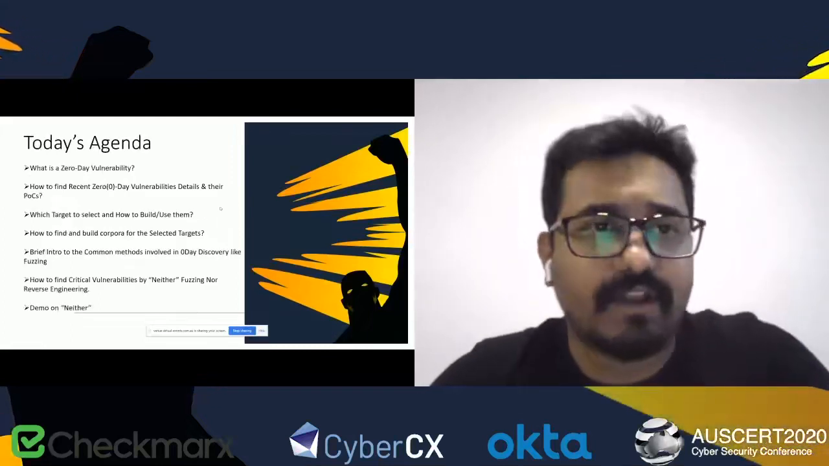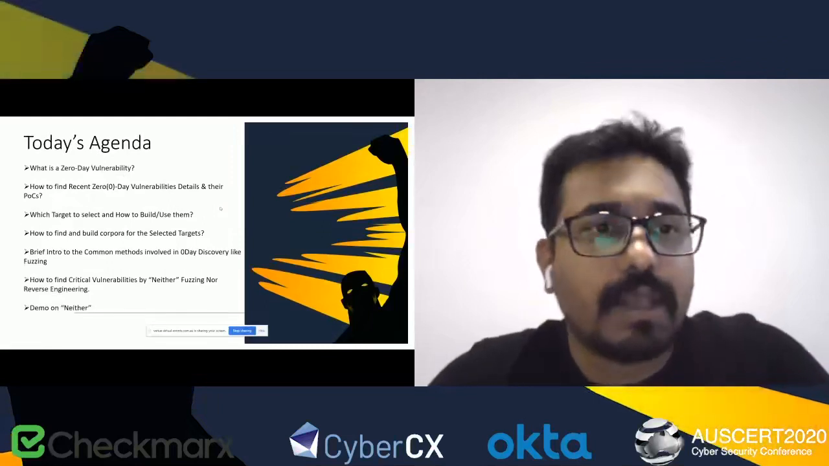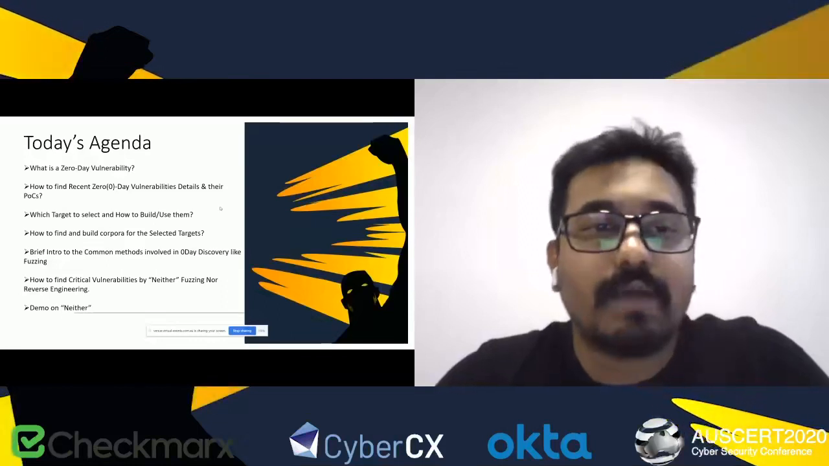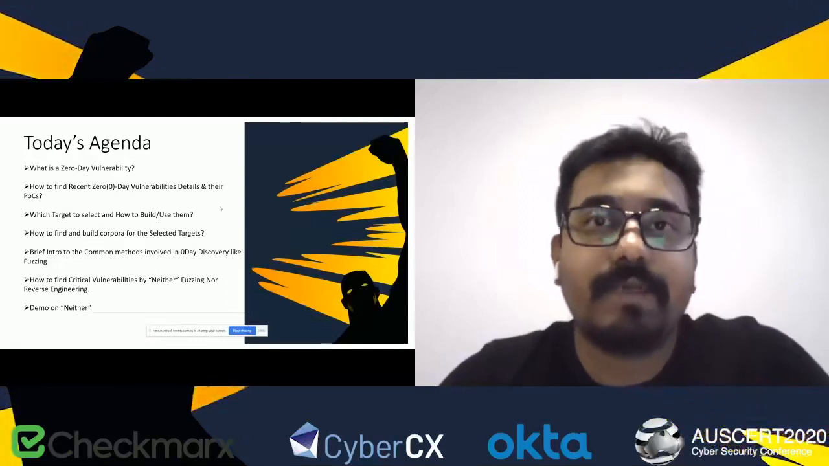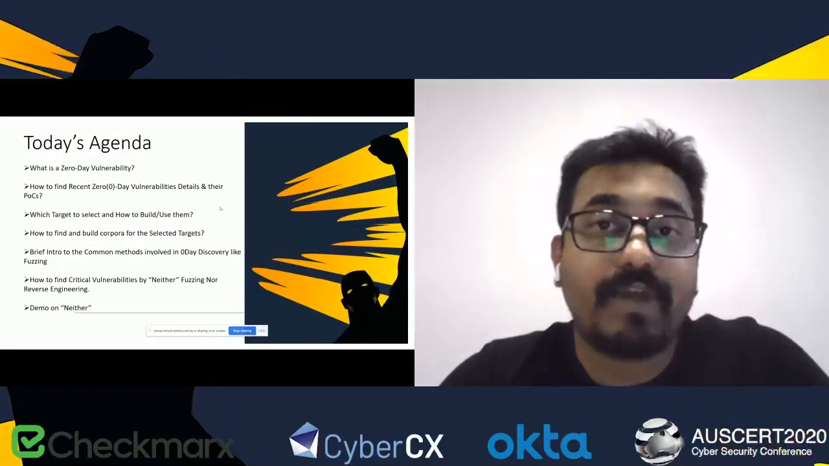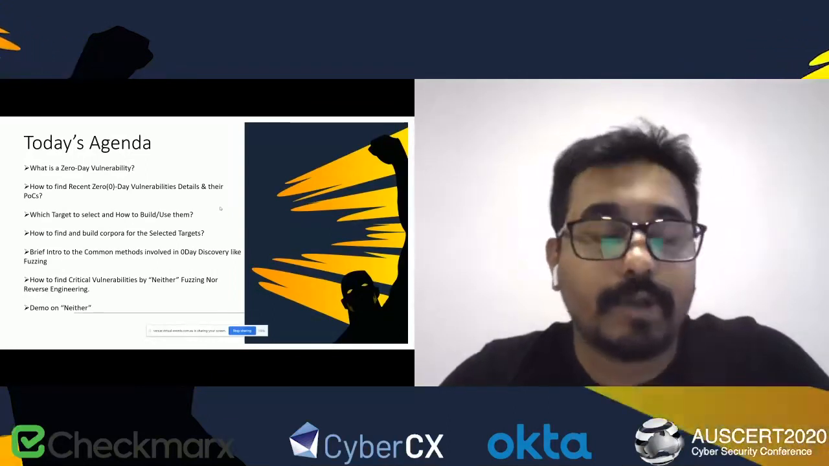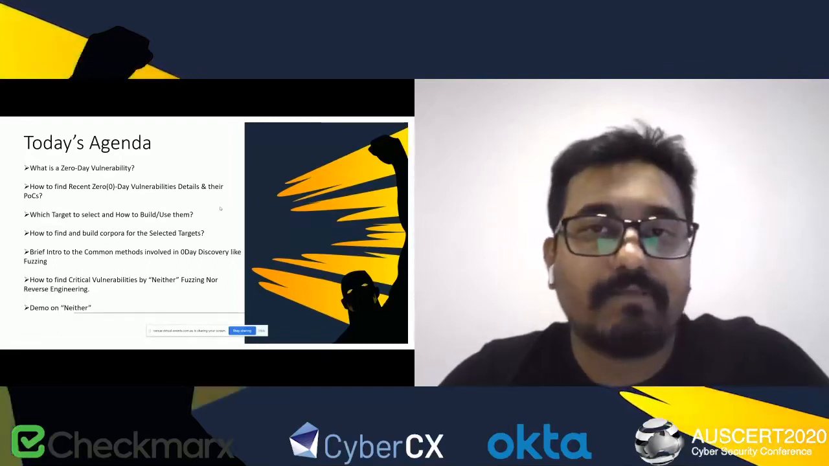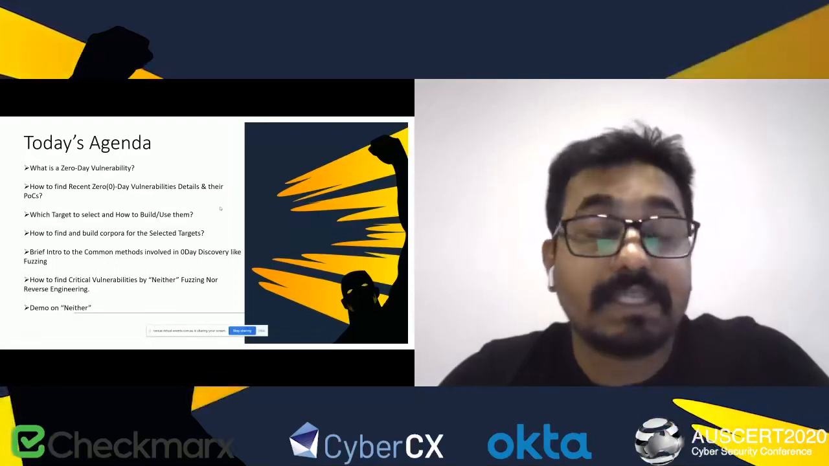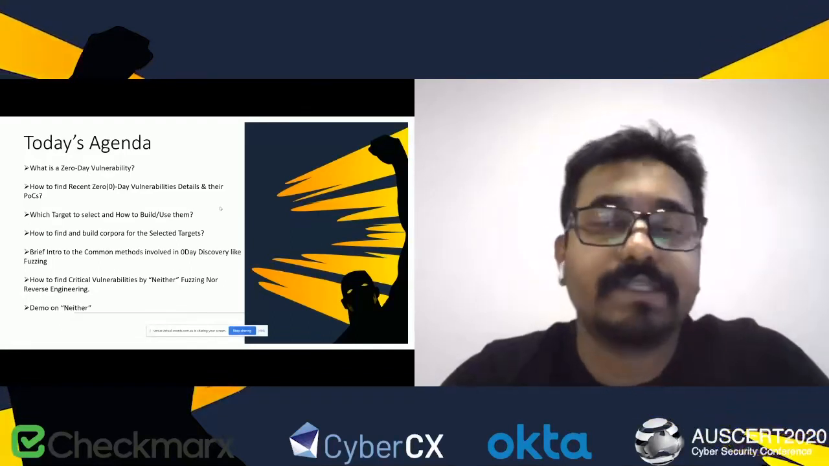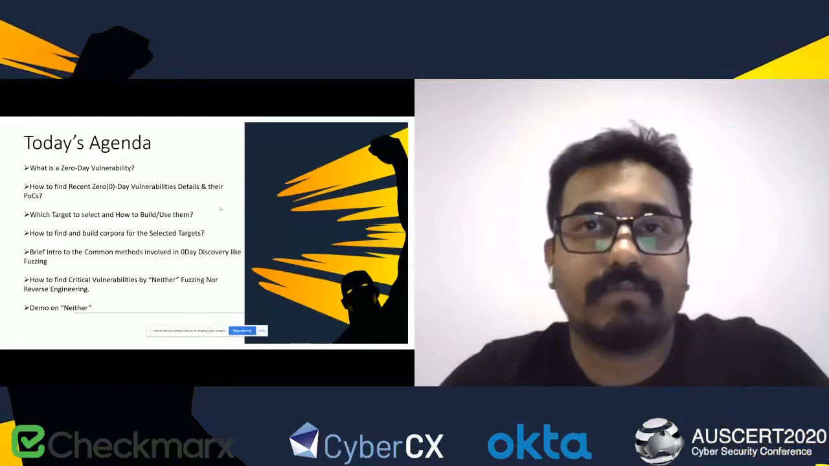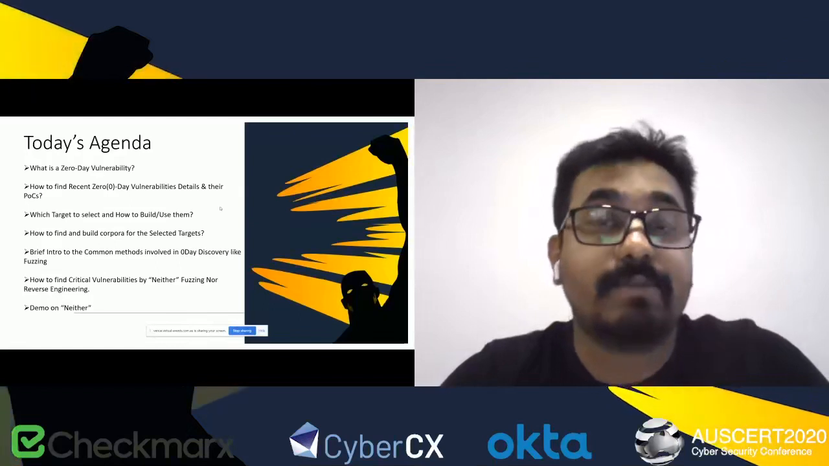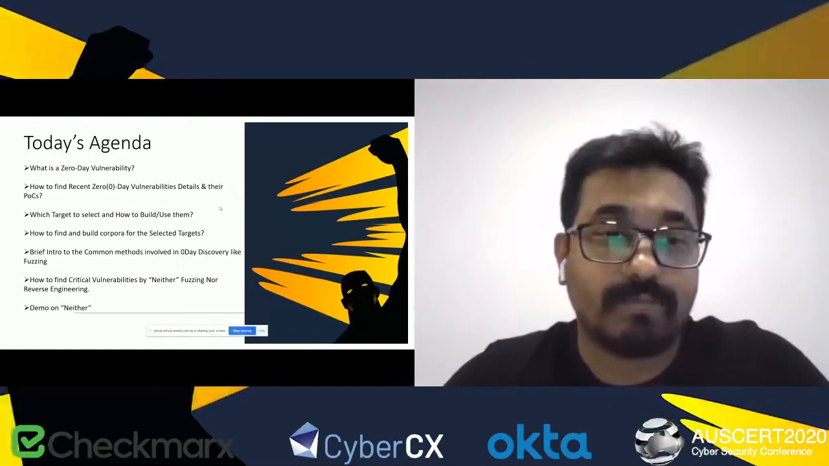What is a zero-day vulnerability, in case some of you don't know? How do we find recent zero-day vulnerabilities and their POCs? Which targets to select, how do we build them and how do we use them? How do we find corpus, basically input for the selected targets? A brief intro on methods like fuzzing or reversing. And lastly, we'll look at how to find vulnerabilities by neither fuzzing nor reversing, basically doing nothing, zilch, and still finding vulnerabilities in popular products. I'll be showing a demo of the last approach.